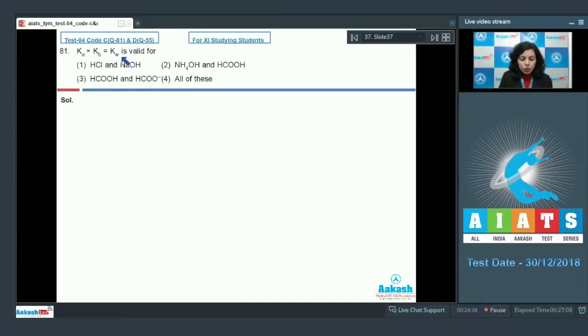Ka into Kb is equal to Kw. There is an expression that's given: Ka into Kb is equal to Kw. You should always remember that this expression is only valid for the pair of conjugate acid and conjugate base. Let's check HCl and NaOH.